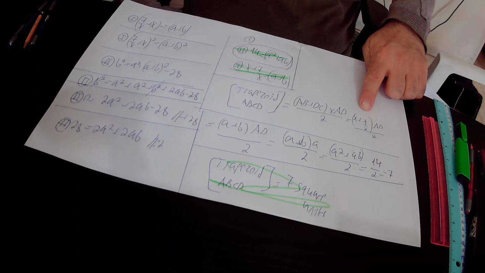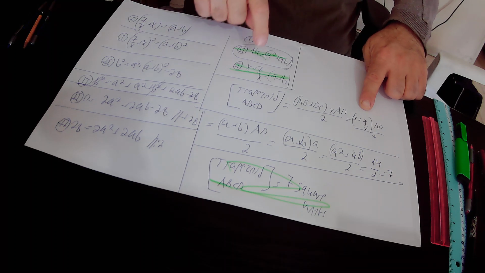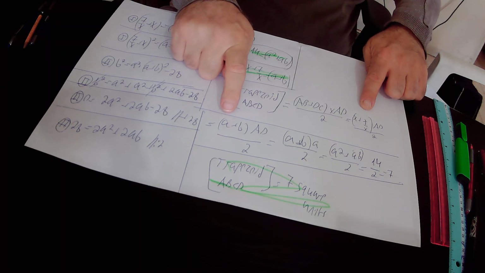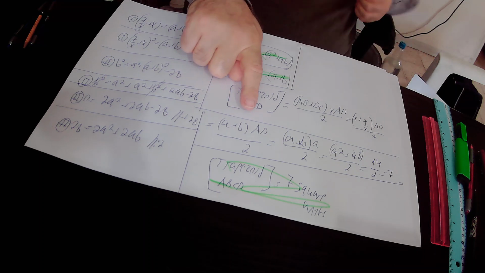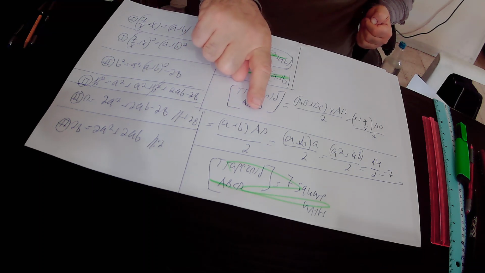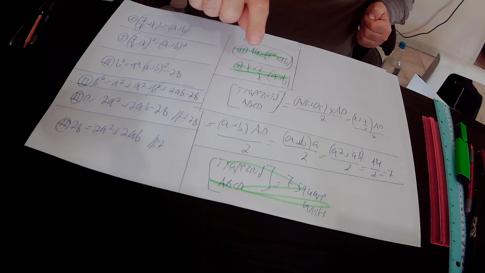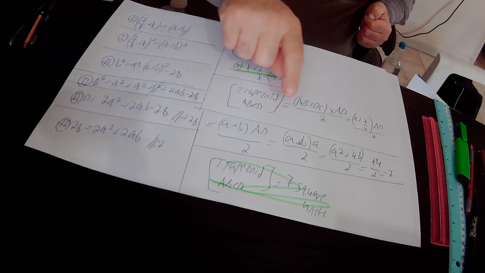So we substitute x plus 7 over x by a plus b, and find that the area is a plus b times AD over 2. AD is a, so we substitute AD by a. So in total, we found that the area of trapezoid ABCD equals a plus b times a over 2.